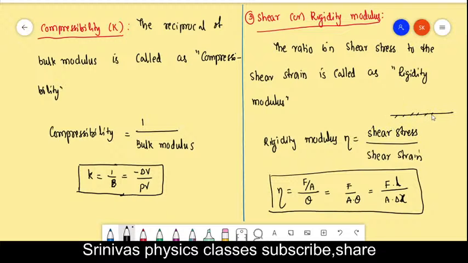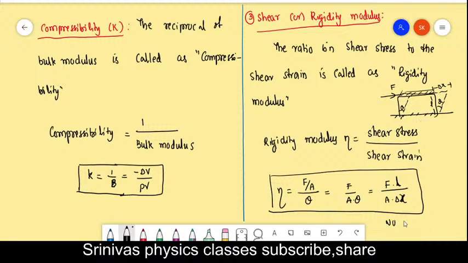For example, this is a rectangular body. If you apply a tangential force here, the upper face will be displaced like this, and this is the displacement, and this is the perpendicular distance. This is the angle, and this force is applied on a certain area. Force by that area is called the stress. And this is the angle through which it is rotated.